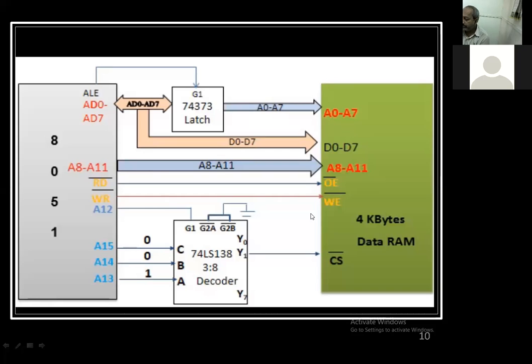And for homework, the problem was given: for 2K ROM, how it can be done. Okay, so 1 minute is over. So I am now going to end the poll. Only 60% response I got.